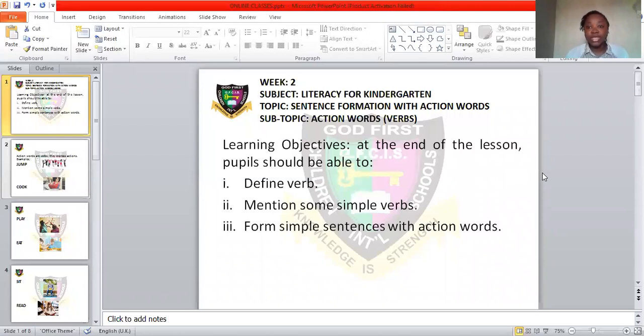We have the learning objectives. At the end of today's lesson, pupils should be able to define verb. Pupils should be able to mention some simple verbs, and pupils should be able to form simple sentences with action words or verbs. Now let's start the class properly.